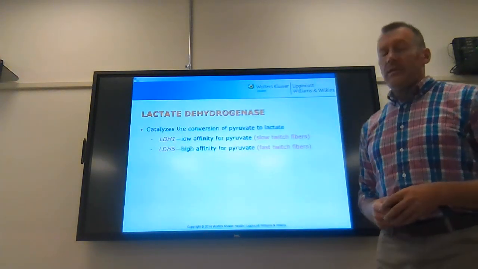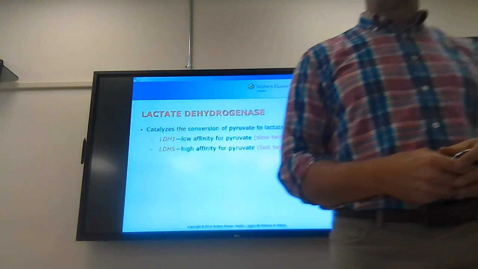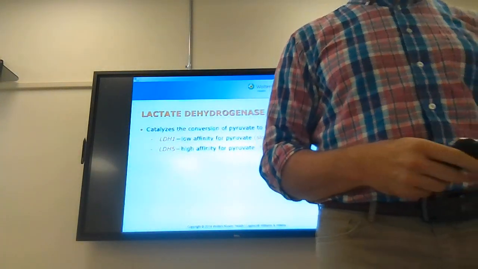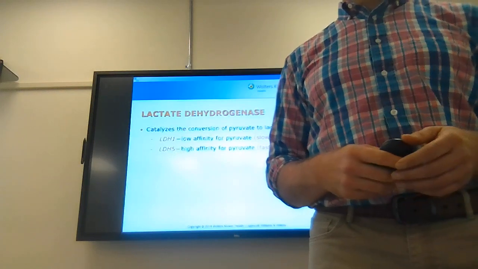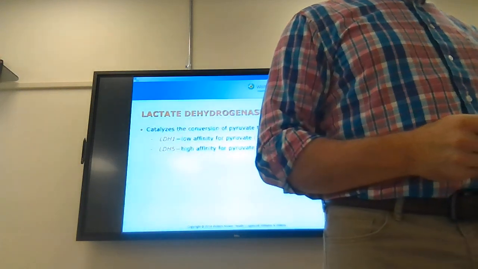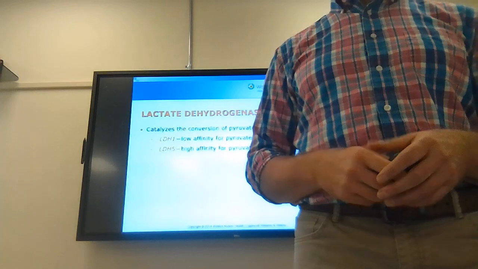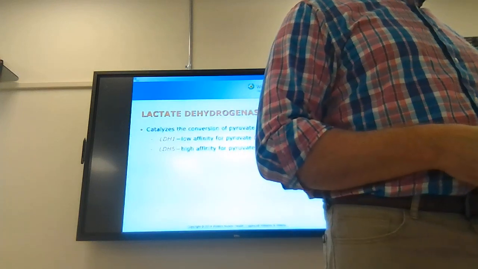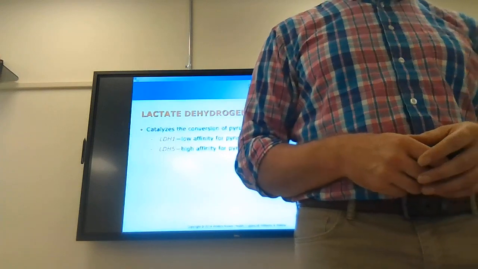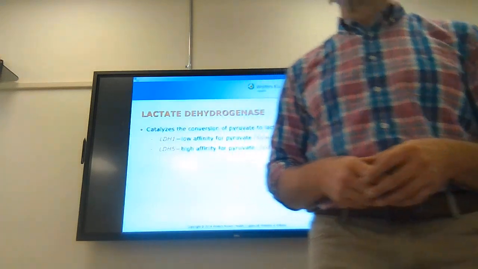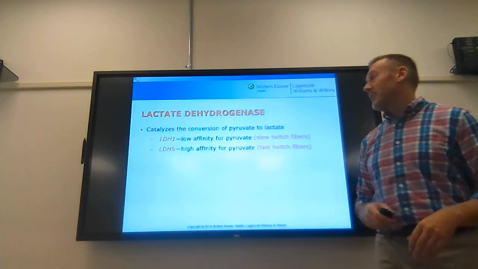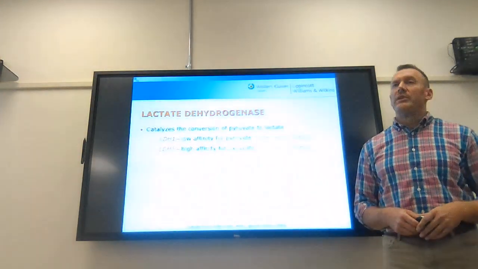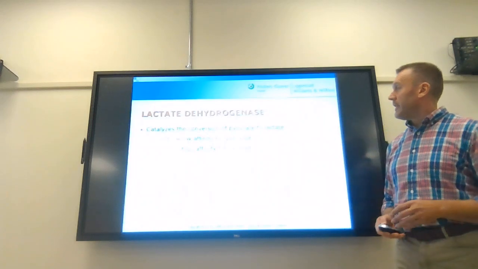As we talked about in chapter three, we have different isoforms of LDH. Slow twitch fibers have isoforms 1 and 2. Fast twitch fibers have isoforms 4 and 5. And I think it was Courtney asked me what happened to isoform 3, and I just remembered that and I never looked it up, so I should look it up. I apologize for that, but we do have different isoforms with more or less affinity for pyruvate.